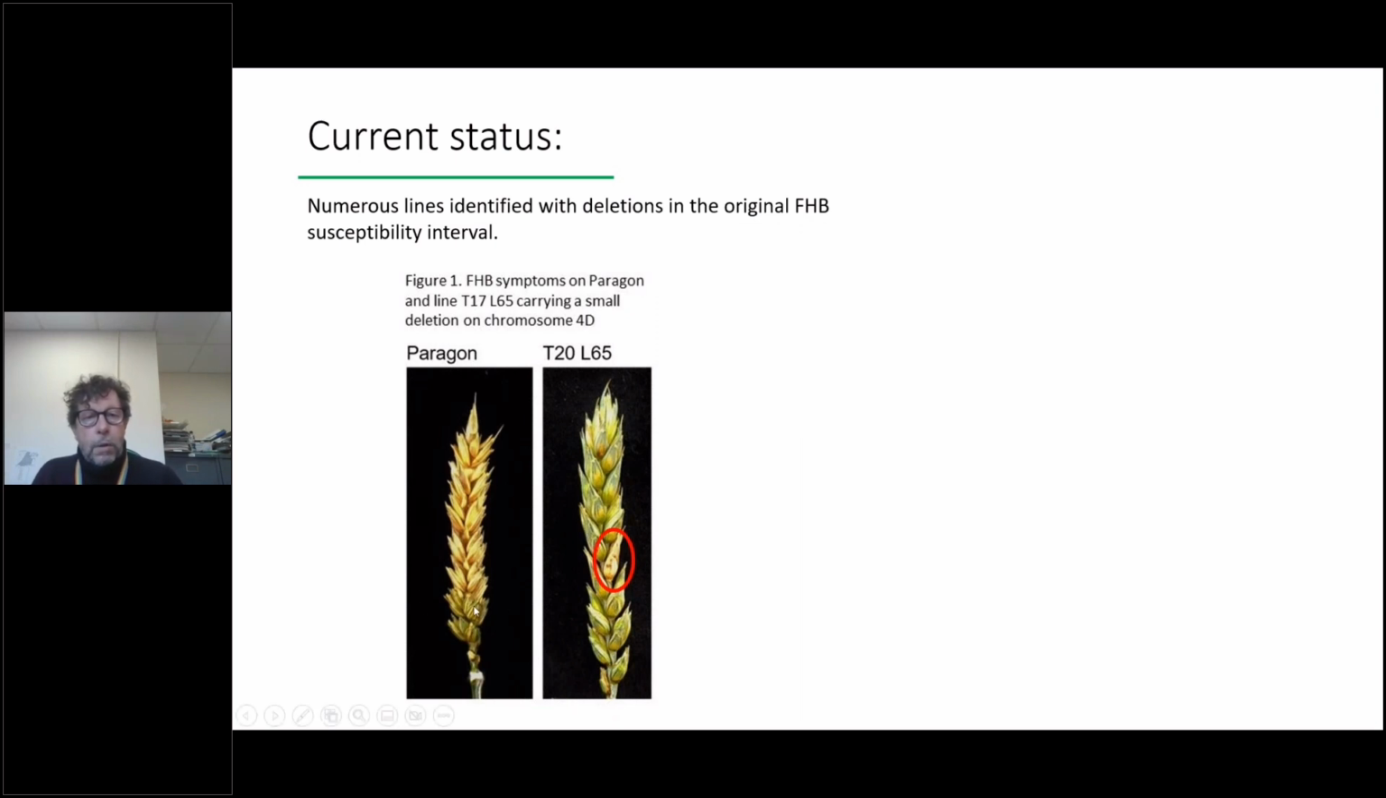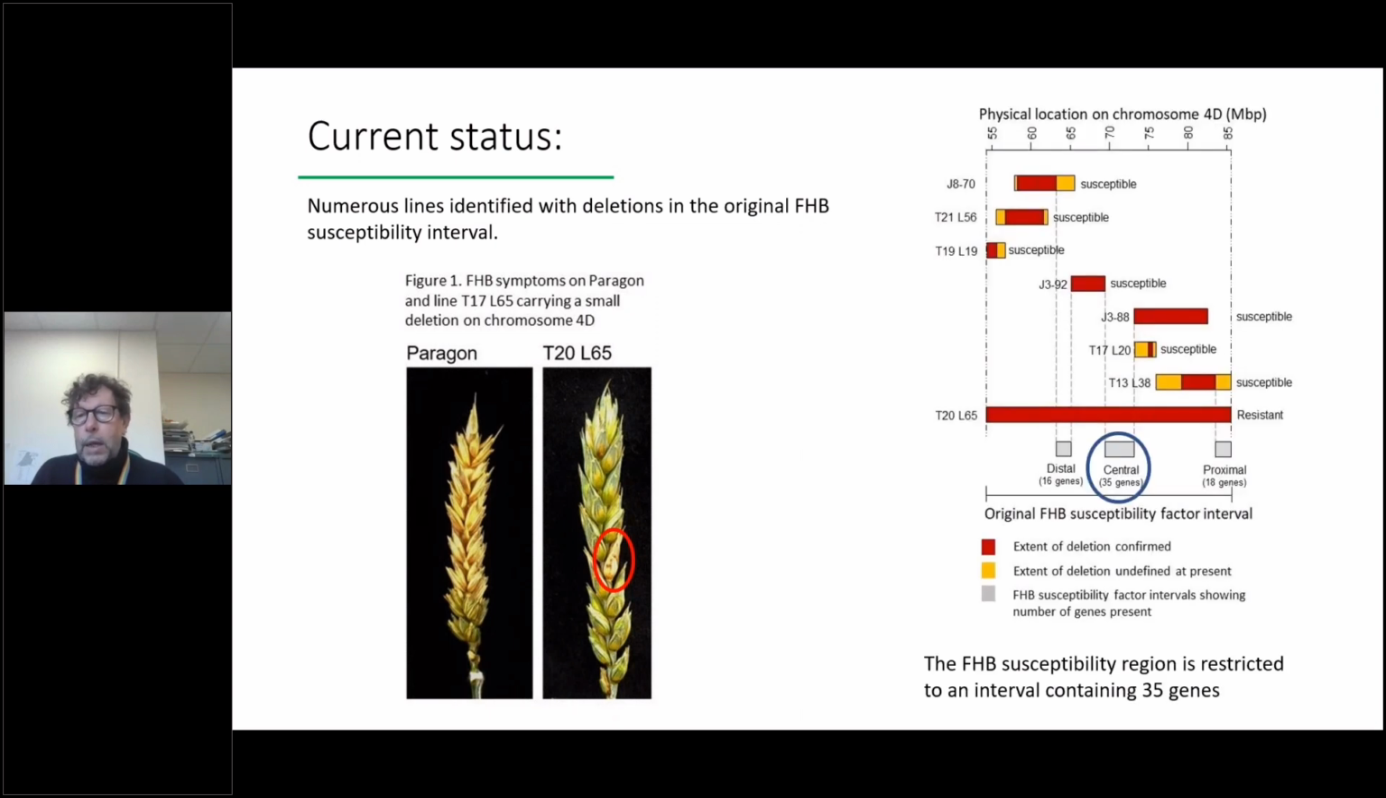So we have Powdery, the susceptible line, and a line carrying a deletion on chromosome 4D showing greatly increased resistance. And we're looking at additional deletion lines, and it's allowed us to narrow down our search to around 30 genes, one of which we believe is responsible for this susceptibility. So once we've identified that gene, it gives breeders a target such that they can eliminate that either through conventional breeding or through a CRISPR-based approach to enhance Fusarium resistance.